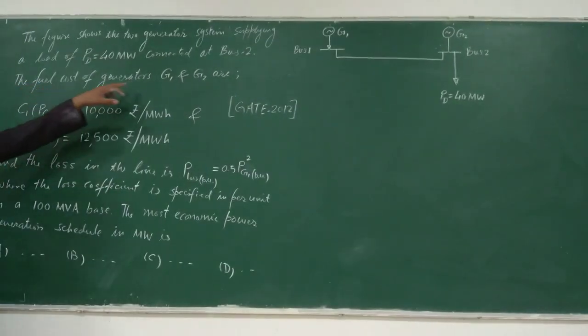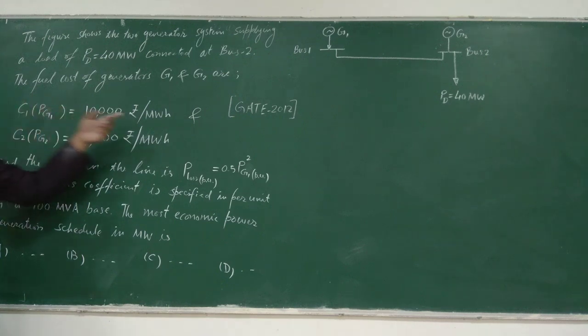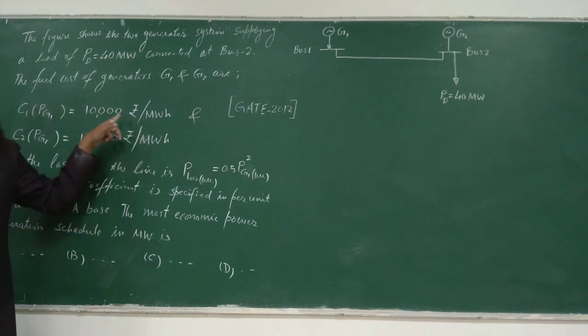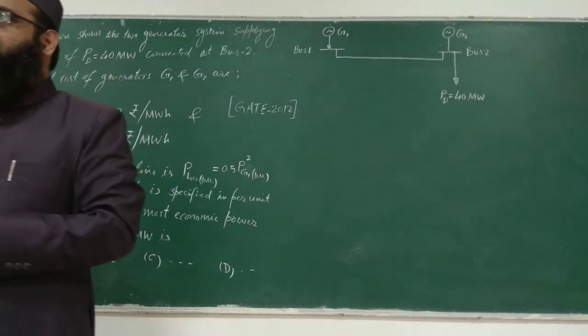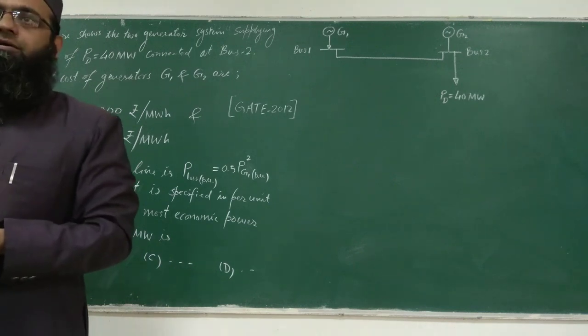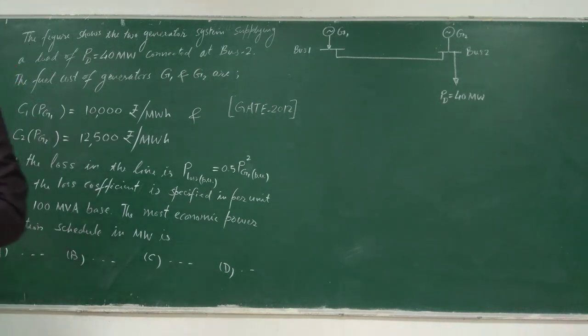The fuel costs of generators G1 and G2 are given. Is this incremental fuel cost or operating cost? Operating cost, how? Because it is C1, maybe anything P, Q, Z, whatever. We have to focus on units. So this is in rupees per megawatt hour. Operating cost C will have unit rupees per hour or million kilocalorie per hour, and that million kilocalorie can be converted into rupees per hour.